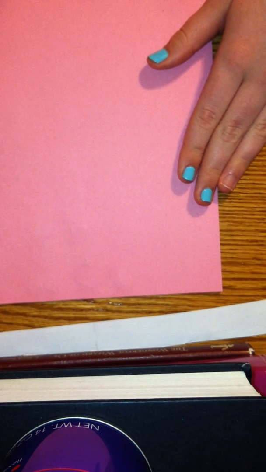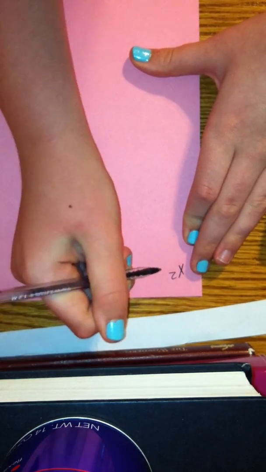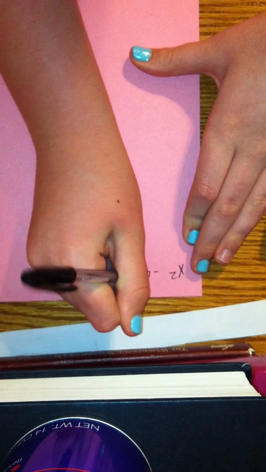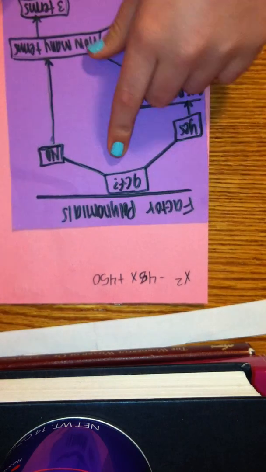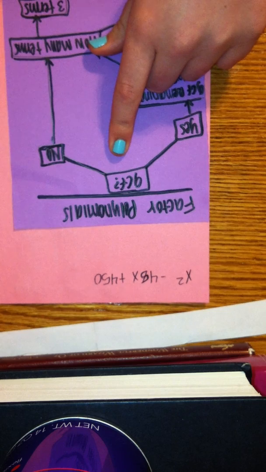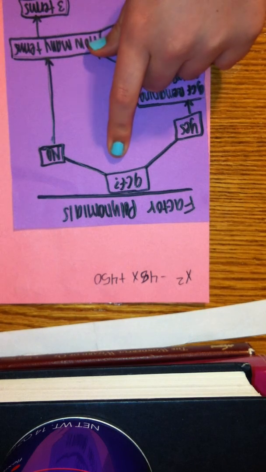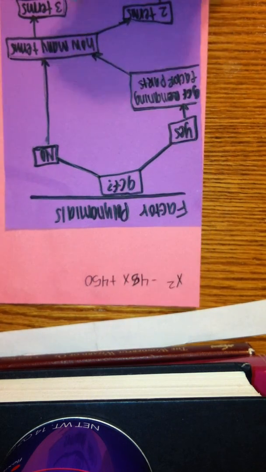And it is x squared minus 45x plus 450. Okay? So we're going to look at our chart. Is there a GCF? No, there's not a GCF. How many terms? 3.